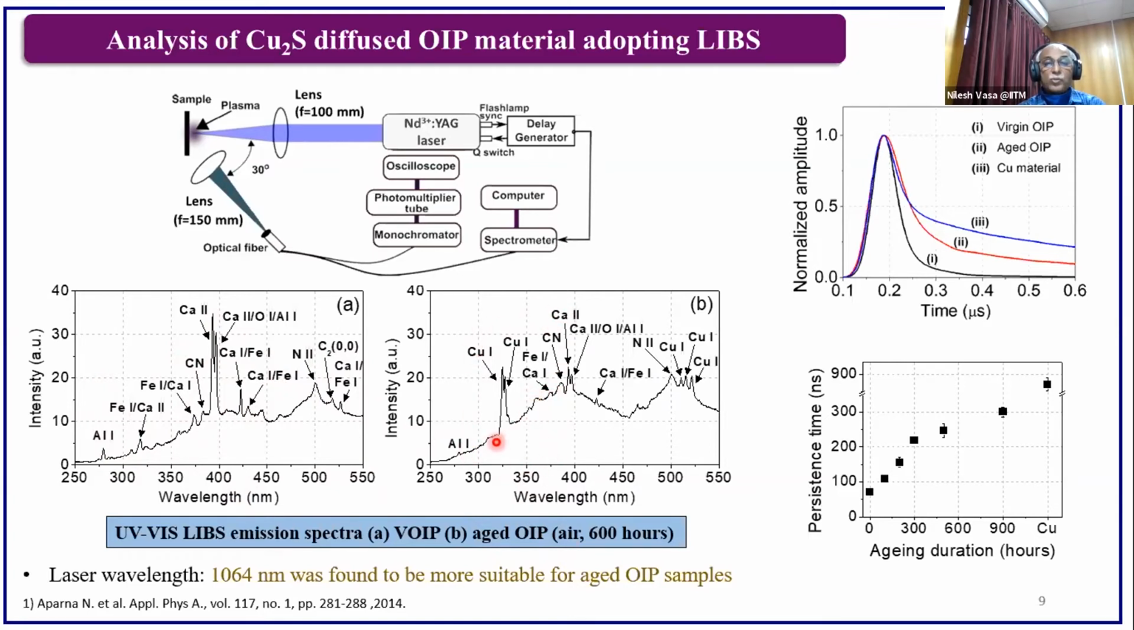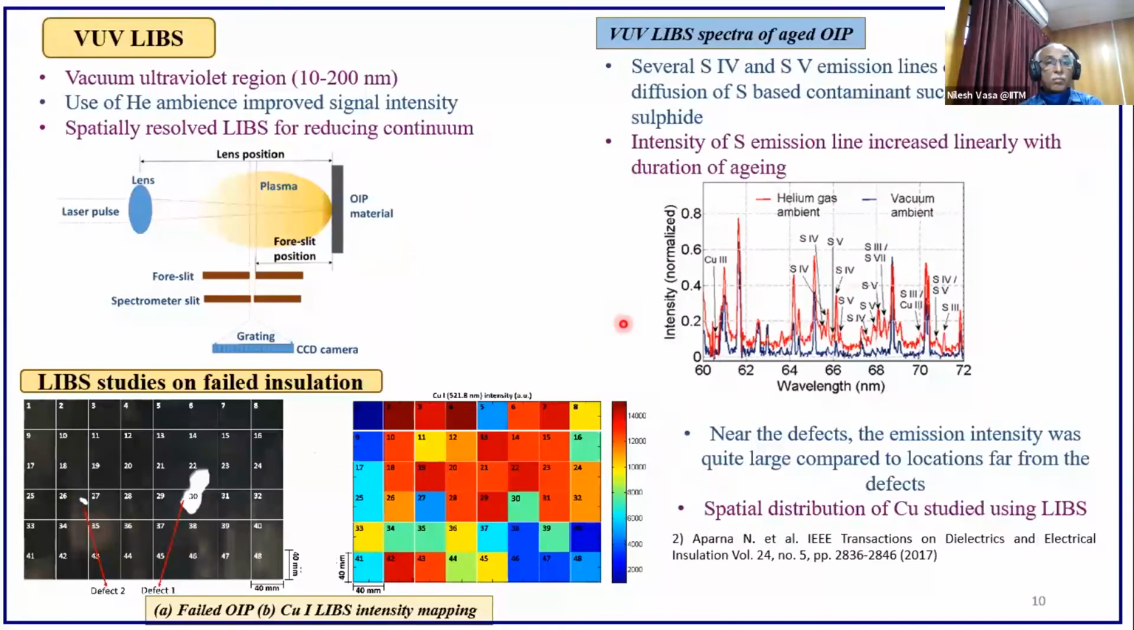And we also observed the copper contamination time, the persistence lifetime corresponding to such copper emission lines. We could see that with the increase in the volume or the concentration of copper and aging duration, the persistence lifetime also changed and increased. So that could be an equivalent measure of the aging characteristics, is what we could observe.